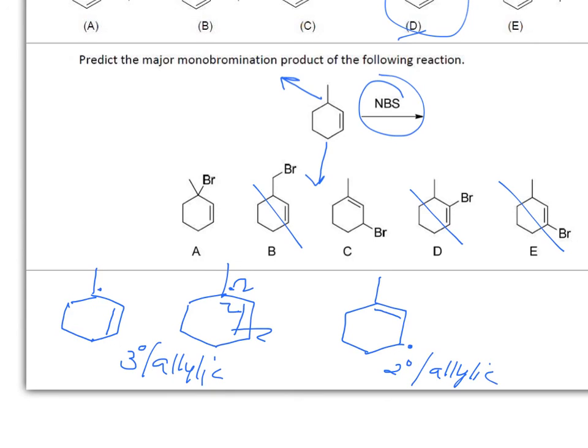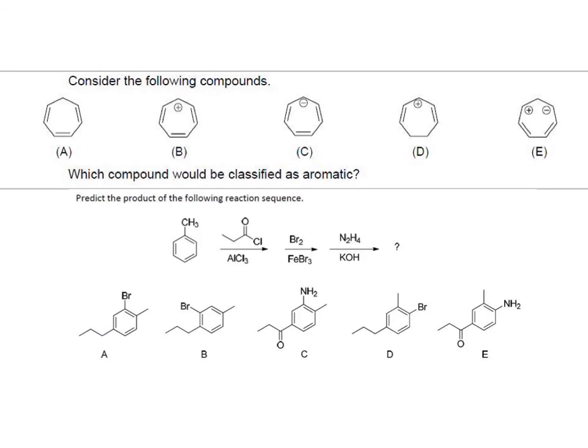Recall what we talked about in Organic Chemistry 1. A tertiary allylic free radical is more stable as compared to the secondary free radical, and the bromine kind of seeks the most stable one before it actually goes on for the reaction. So choice A should be your most appropriate choice in this case. All right, let's talk about two final questions. The question is, consider the following compound. And so you're given 5 different compounds and you're asked which one would be classified as aromatic.